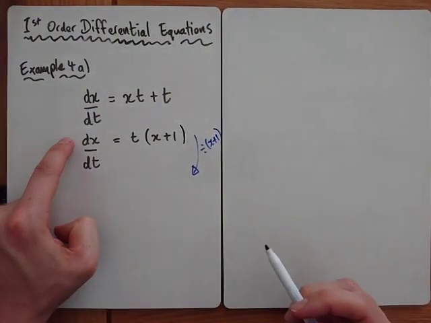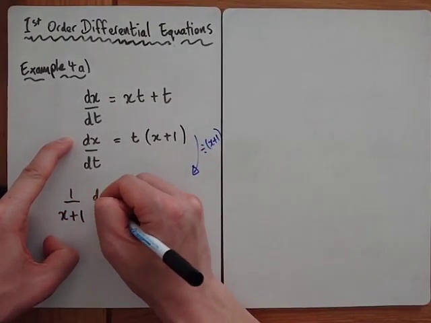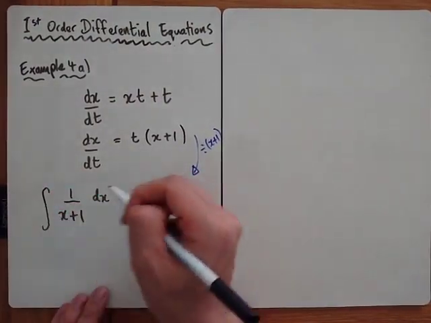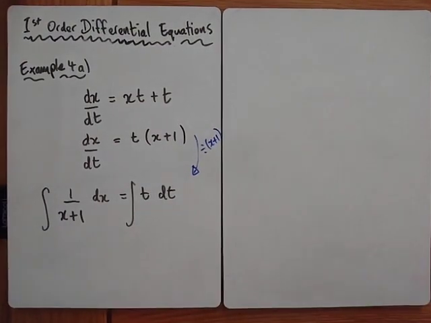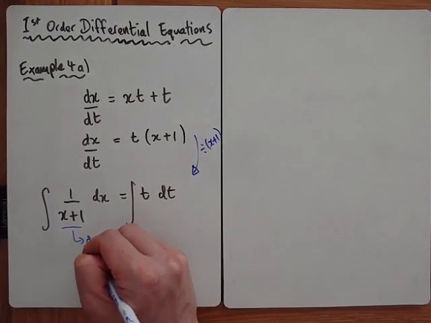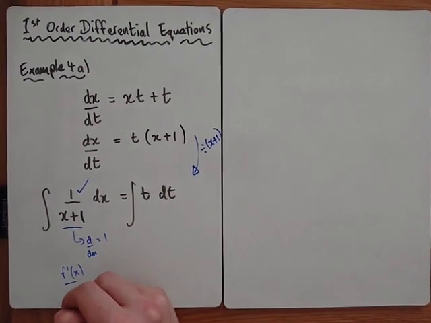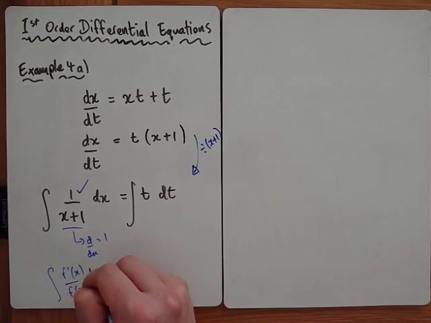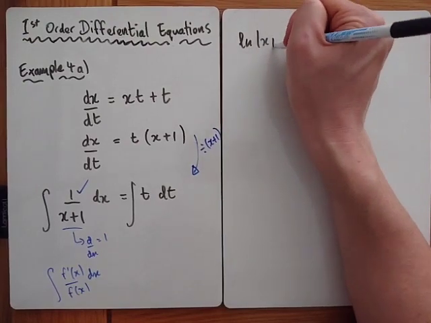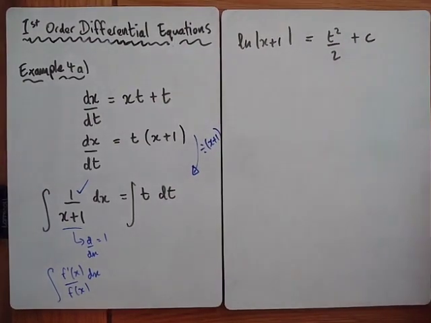And if we divide both sides by x plus 1, we'd have 1 over x plus 1 with the dx, and multiply by the dt, you'd have t dt. Then you can integrate both sides. Okay, integrating this fraction, derivative is 1 on top, so we've got f dash over f. That's going to become an ln, isn't it? So we'd get ln modulus x plus 1 equals t squared over 2 plus a constant.